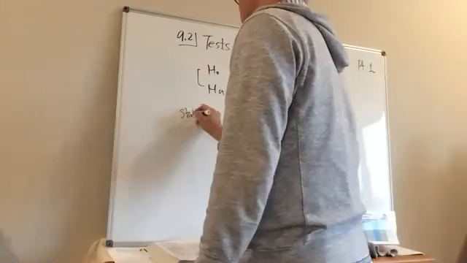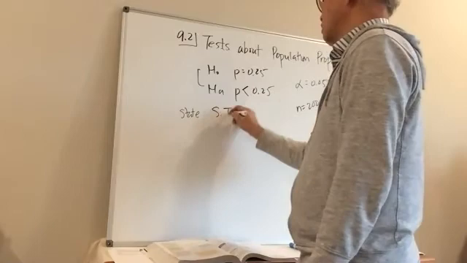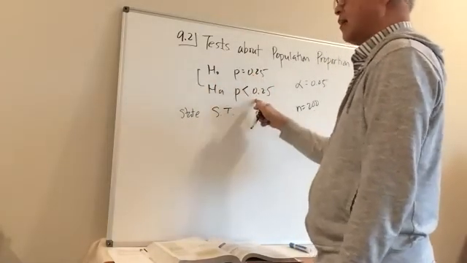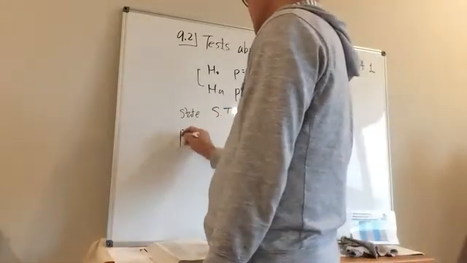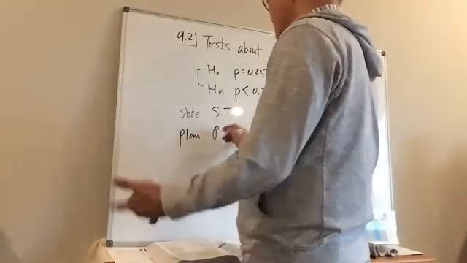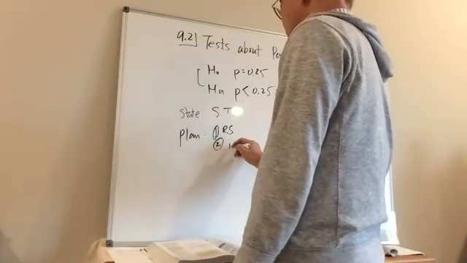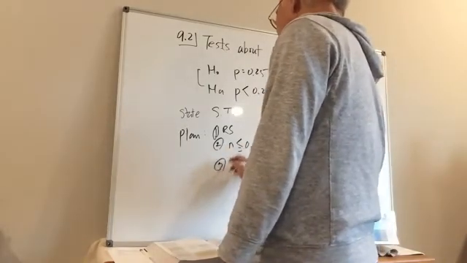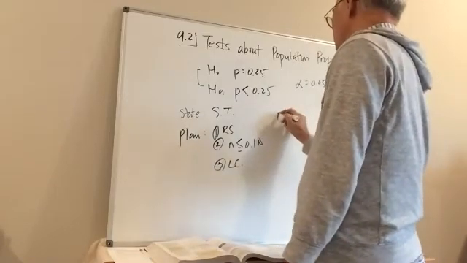State: we're going to do a significance test of the H0 being that, the Ha being that, with an alpha level of this. Plan: check the boxes. We already checked the boxes on the previous one. It was a random sample, n was less than 10% of the population, and the large counts were good for us.